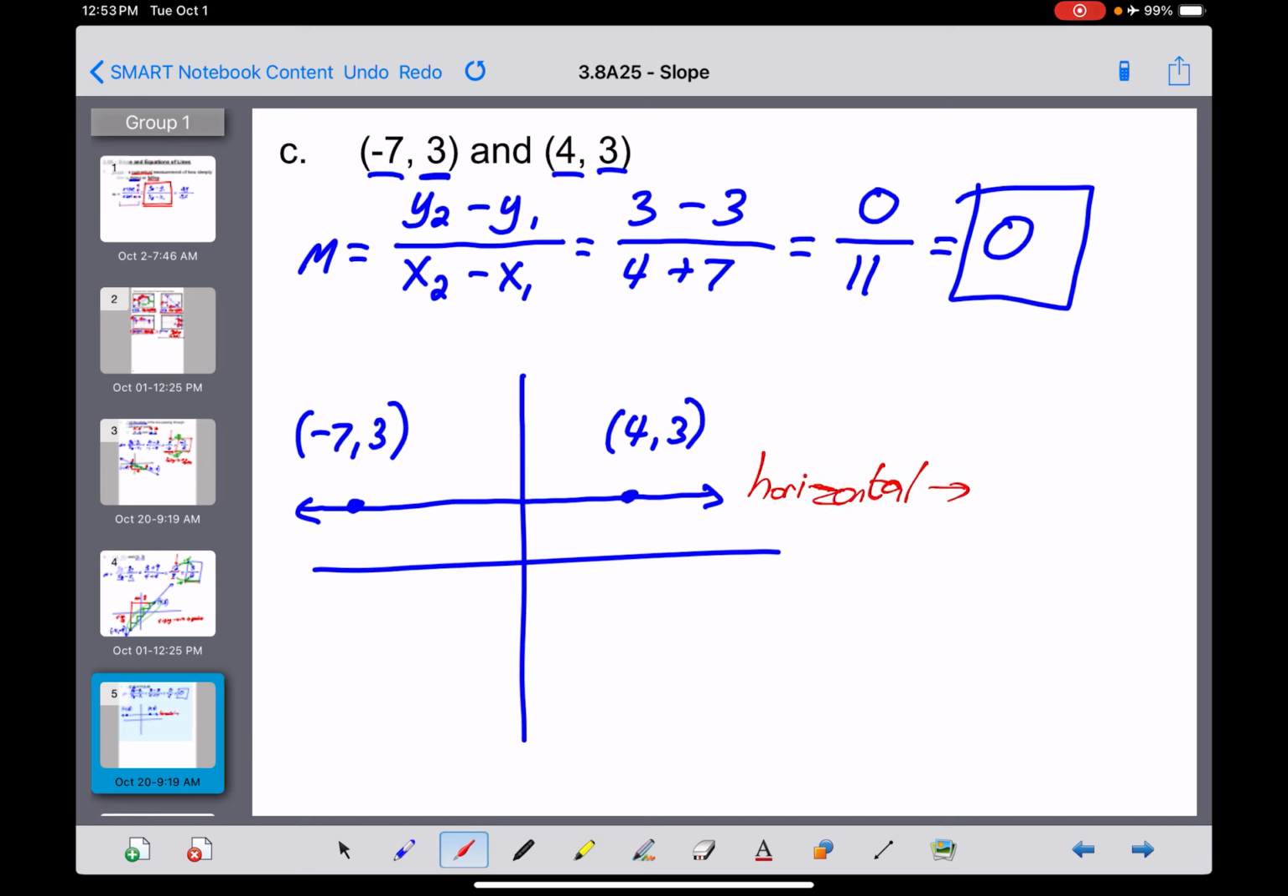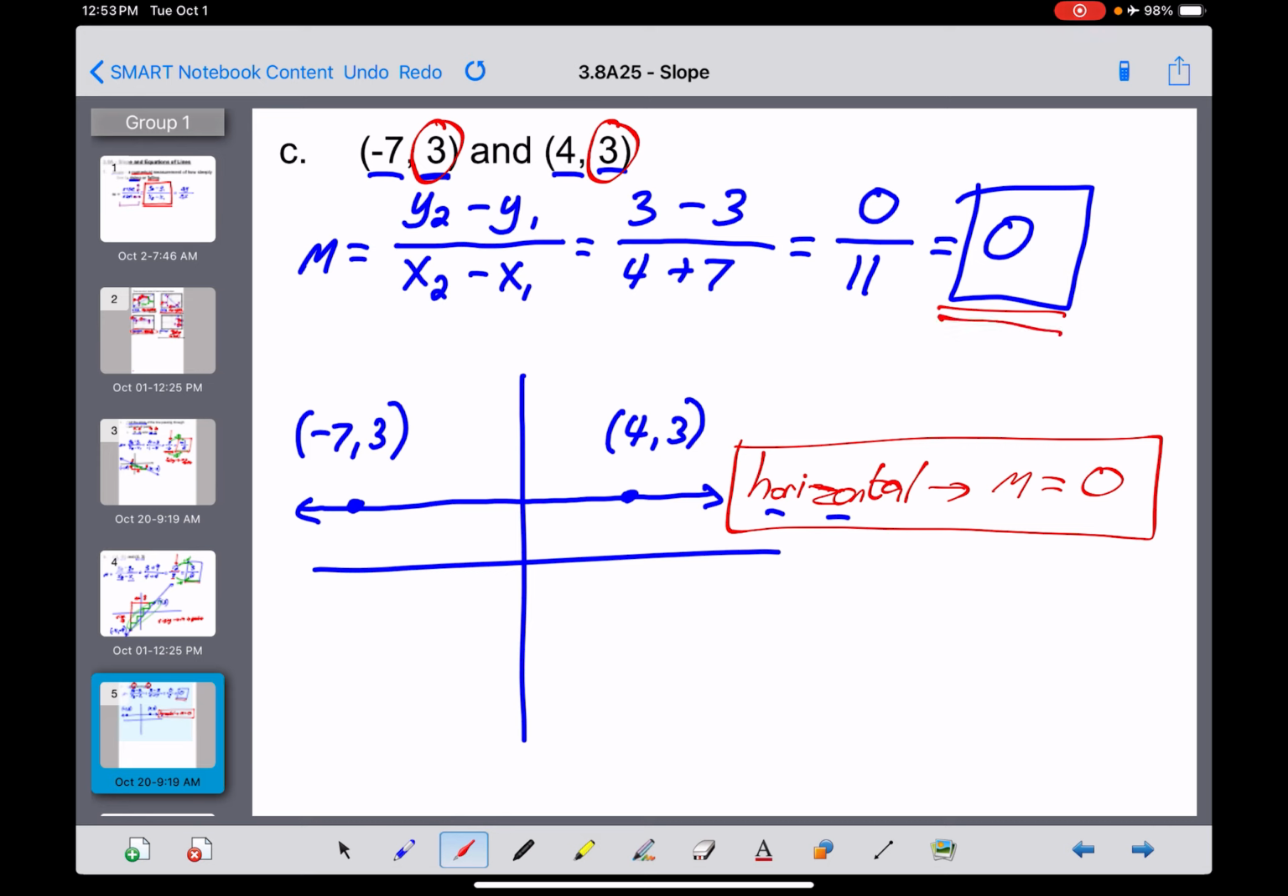horizontal. And that means that the slope of a horizontal line, wait a minute, because horizontal has O's in it, the slope of that horizontal line should be 0, which is exactly what we found here. So the thing you might have noticed at the very beginning of this problem, unlike the last 2, those 2 y-coordinates were exactly the same number. And when that happened, we ended up with a slope of 0, which meant that our line was horizontal.